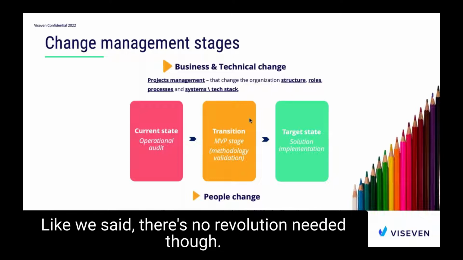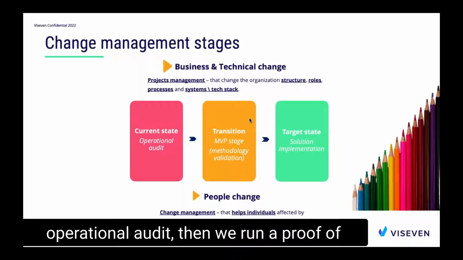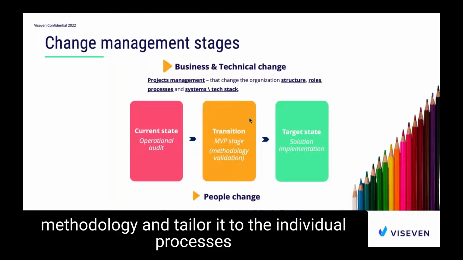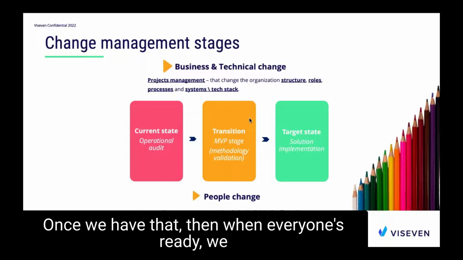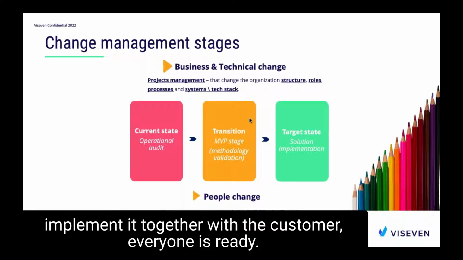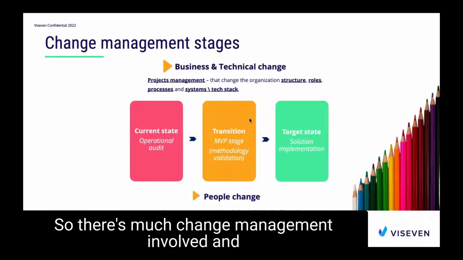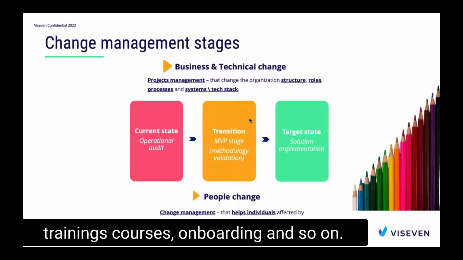Now, granted, there needs to be a transition to achieve that sort of content excellence. Like we said, there's no revolution needed though. For example, we at Viseven start with operational audit, then we run a proof of concept project, essentially an MVP, to validate the methodology and tailor it to the individual processes and needs of the customer's organization. Once we have that, then when everyone's ready, we implement it together with the customer. Everyone is ready. That is perhaps the most important thing here. So there's much change management involved, and we've pretty much industrialized this aspect with trainings, courses, onboarding, and so on.